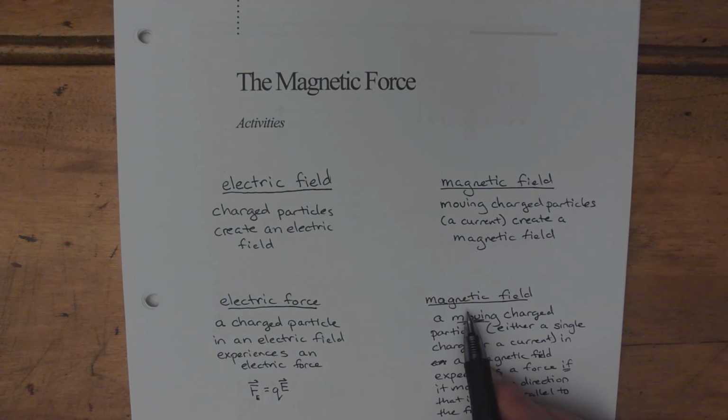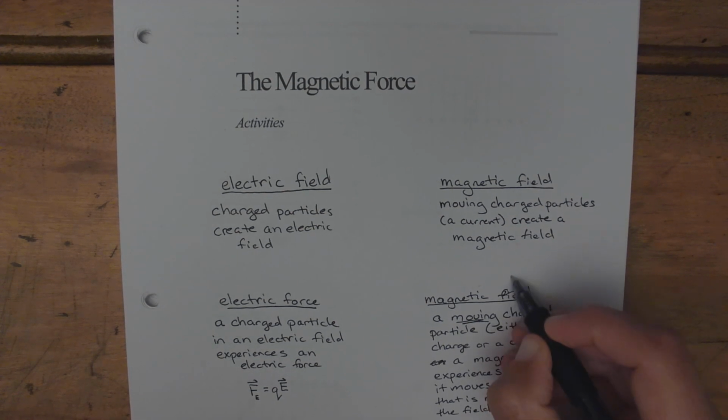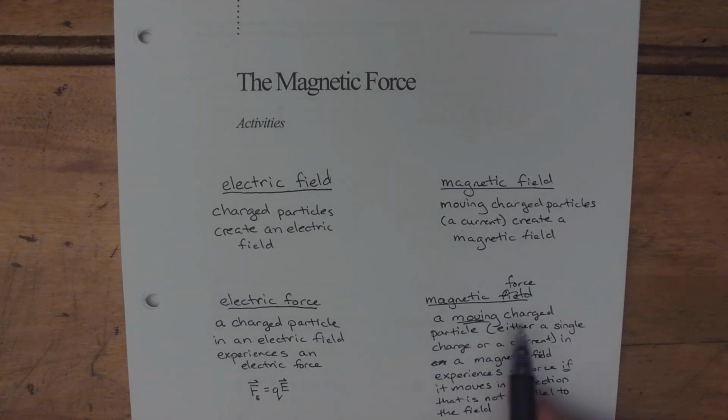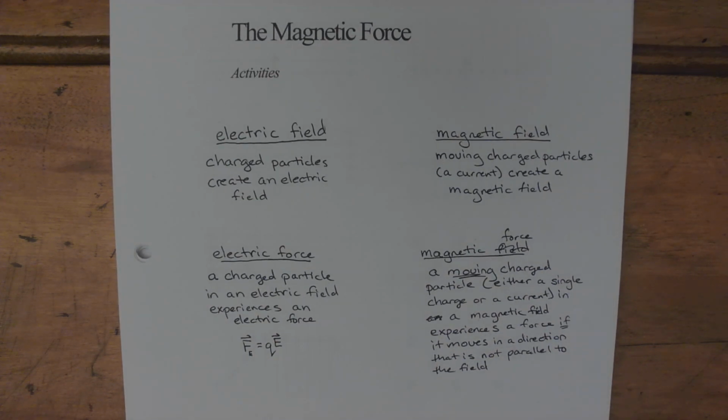Now we are going to look at the magnetic force. For the magnetic force, you need a moving charged particle. This could either be a single charge or it could be current moving in a wire. So we're going to have two different equations for the force, one for a single charge and one for current going in a wire.